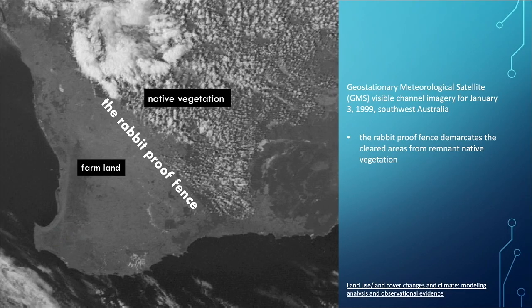This is an interesting image showing what happens when we remove vegetation and how that's very much directly related to the lack of rain that we experience in this country, because where the rabbit-proof fence is, it actually demarcates a very nice line where the vegetation has been cleared for farmland, and that's on the left. You can see that in the image here. And then you've got the rabbit-proof fence, and then on the right, you can see cloud formation.